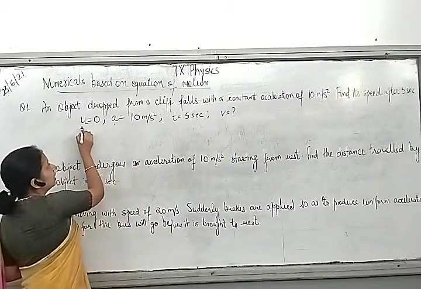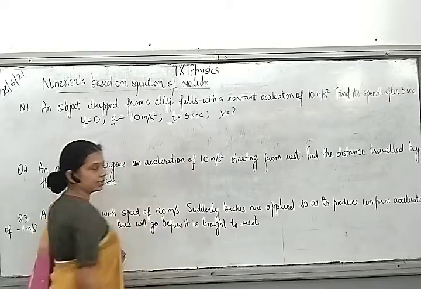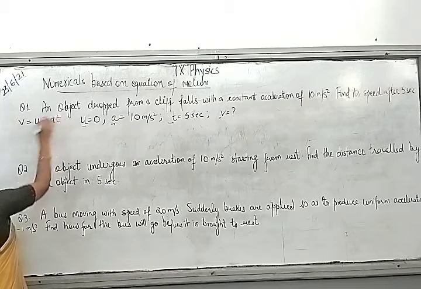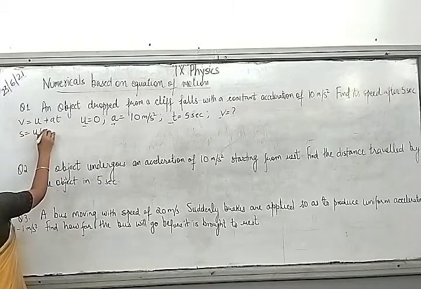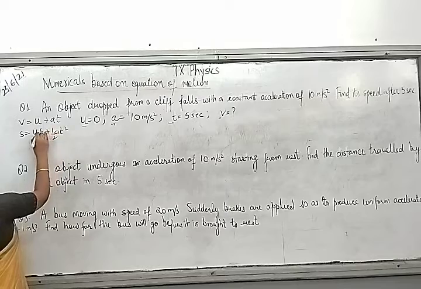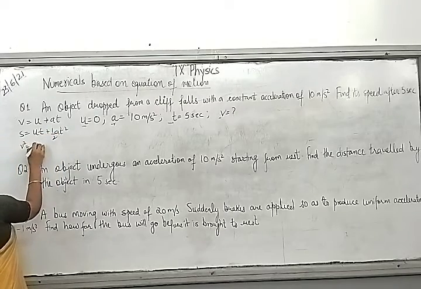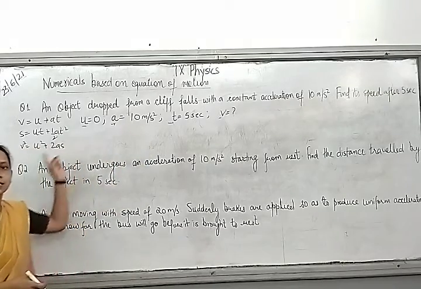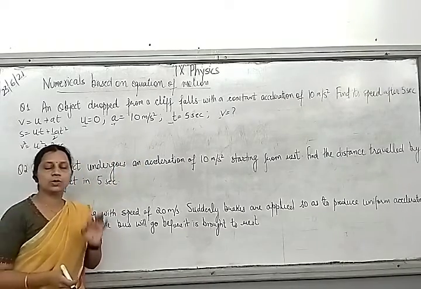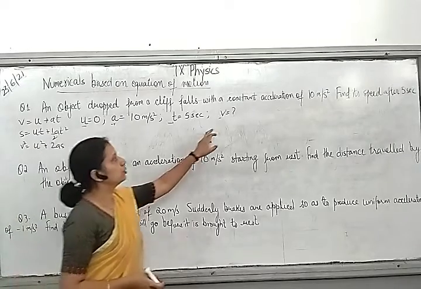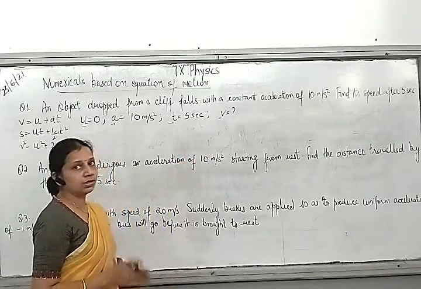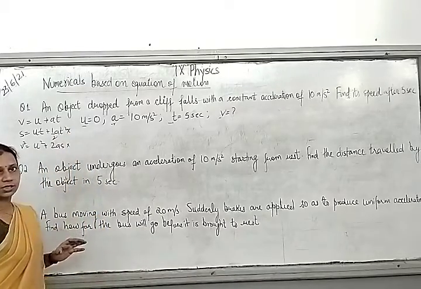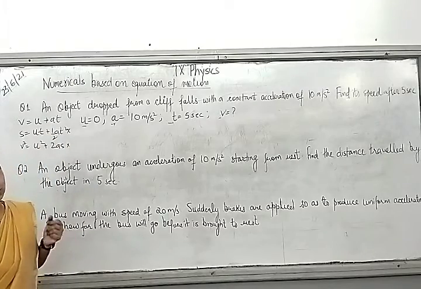Now look here: u, a, t, v. Now you have these equations. v equal to u plus at. s equal to ut plus half at square. And v square equal to u square plus 2as. By looking at these variables and these three equations, can you guess which equation you can use for finding v? You don't have s, right? You cannot use this equation, you cannot use this equation. Yes, you can use the first equation to find v.